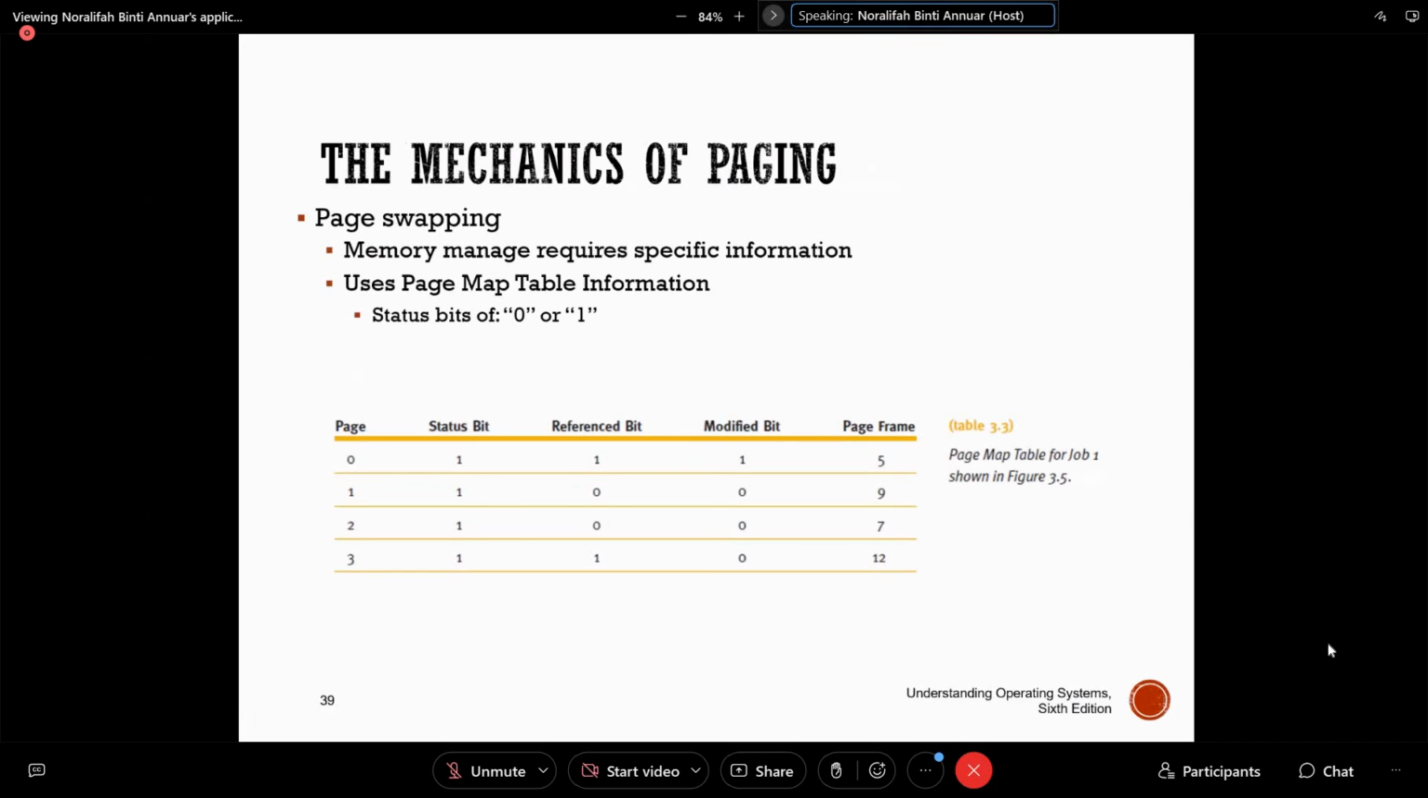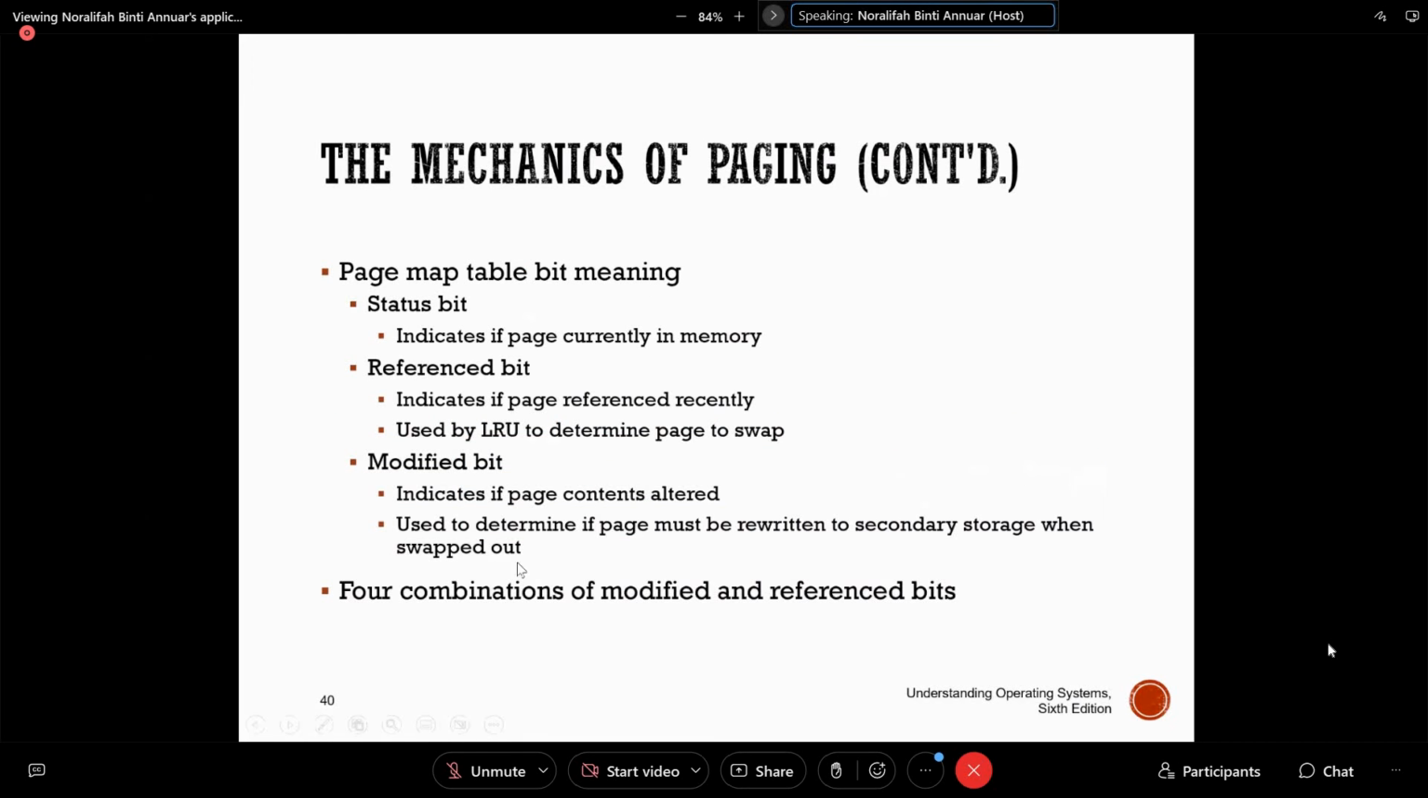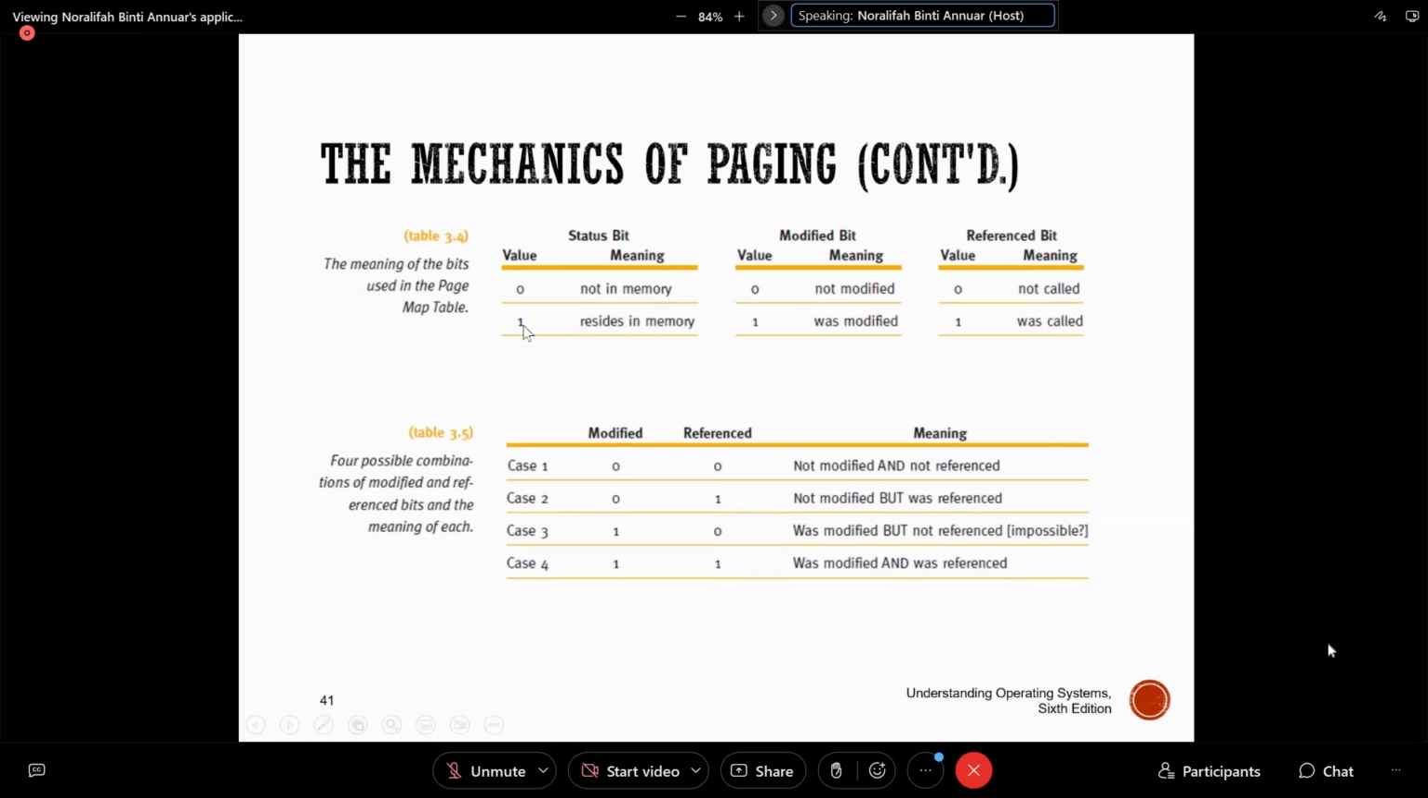Yang saya skip, please read on your own. Benda ni tak ada apa, dia just to give you the status bit. Okay, kalau satu maksudnya dia ada dalam memory. Ni just the PMT table, bit meaning apa: status bit indicates if page is in memory or not. Reference bit means they've been referred recently. Okay. Modified bit indicates if page contents altered, ada tak diubah. Inilah contoh dia apa. Kosong not in memory, 1 reside in memory. 0 maksud dia not modified, 1 was modified, 0 not called. Okay, ni baca ni.